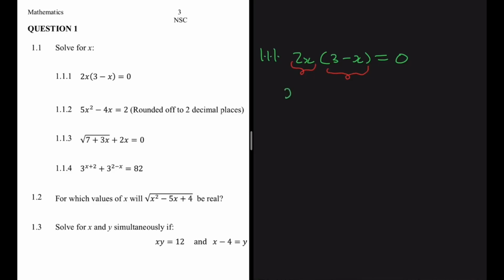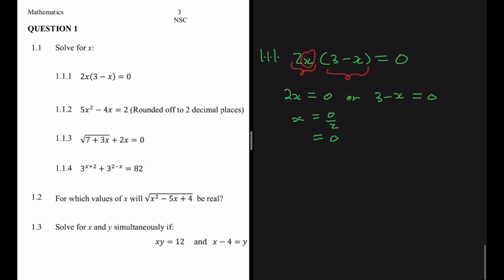So we say that we need 2x to be equal to 0, or we need 3 minus x to be equal to 0, right? If 2x is indeed equal to 0, then x will be equal to 0 divided by 2, which is just 0, right? And then indeed, if you substitute 0 here, that equation will satisfy what it's supposed to satisfy, which is 0.